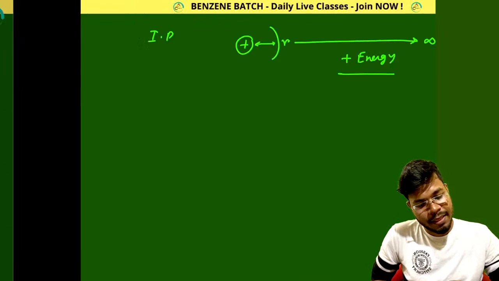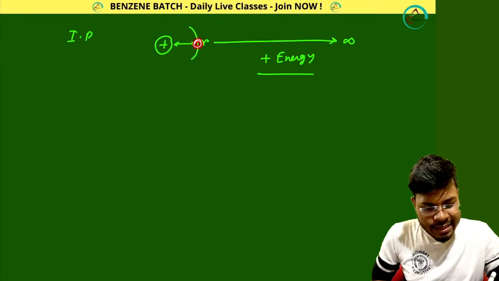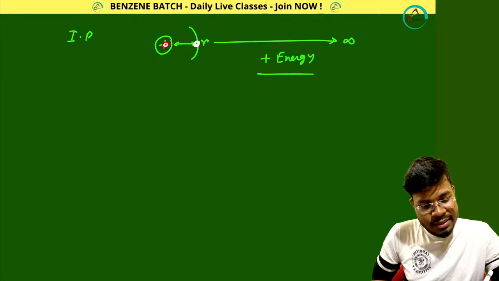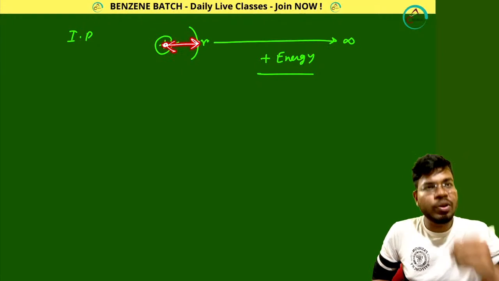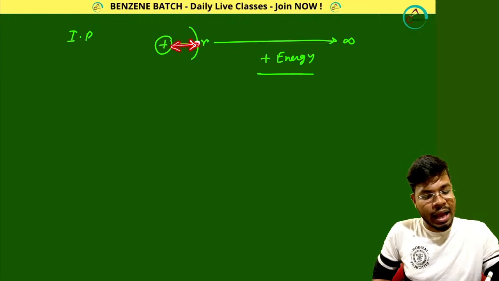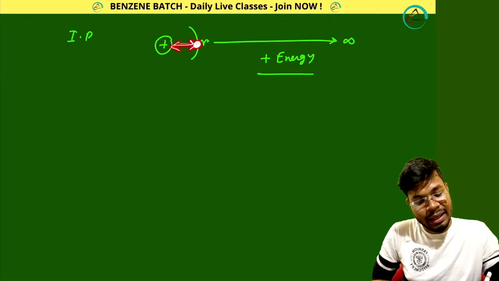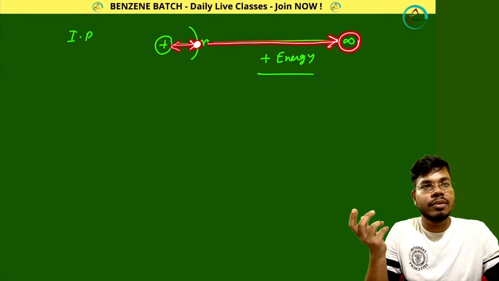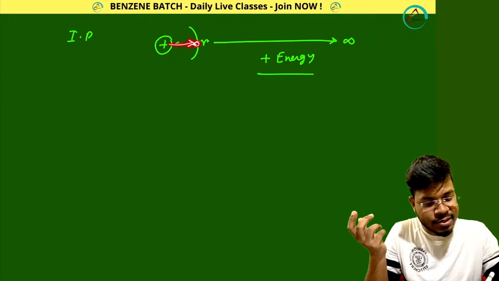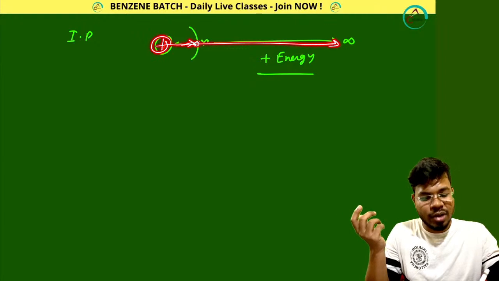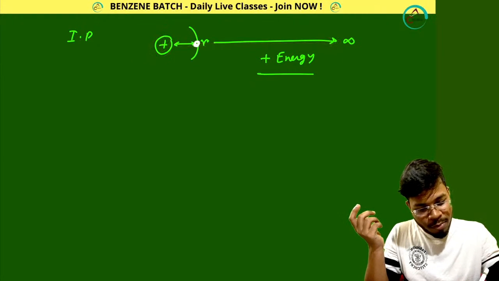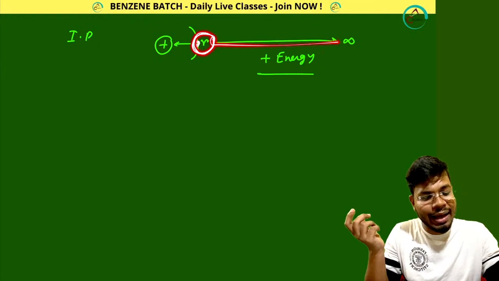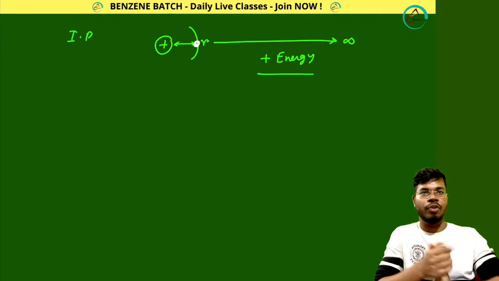Okay, so ionization energy means this has one electron, still there. From the nucleus, the distance is r, and you just need to take this electron from distance r to infinity with respect to the nucleus. If you want to take this electron from r to infinity, how much energy do you need to incorporate?